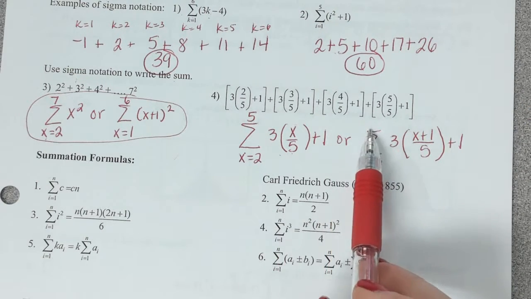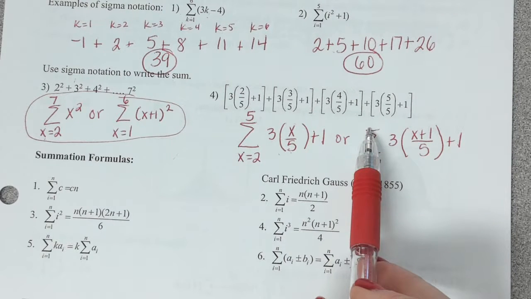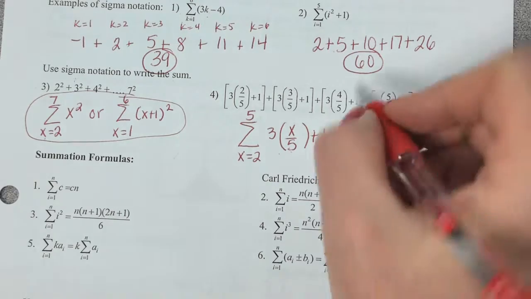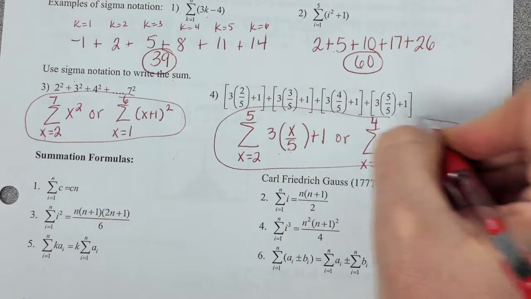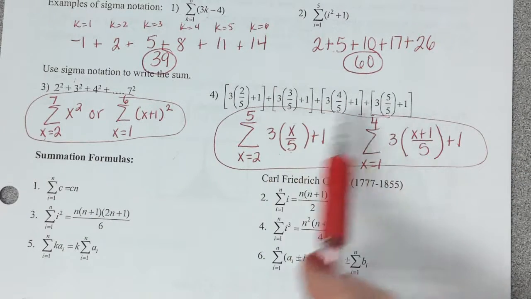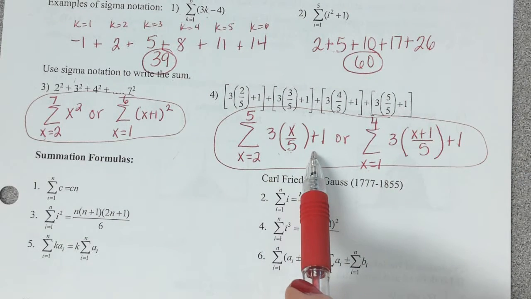And what is our upper bound going to be? Is it still going to be 5? What's it going to be now, everyone? 4. So both of those would be ways to write that in sigma notation.